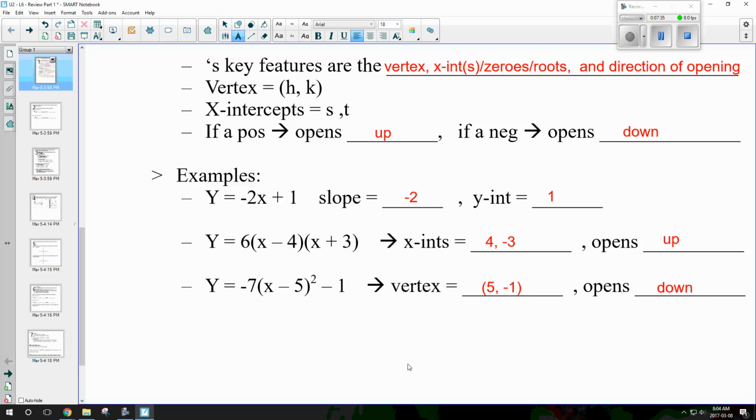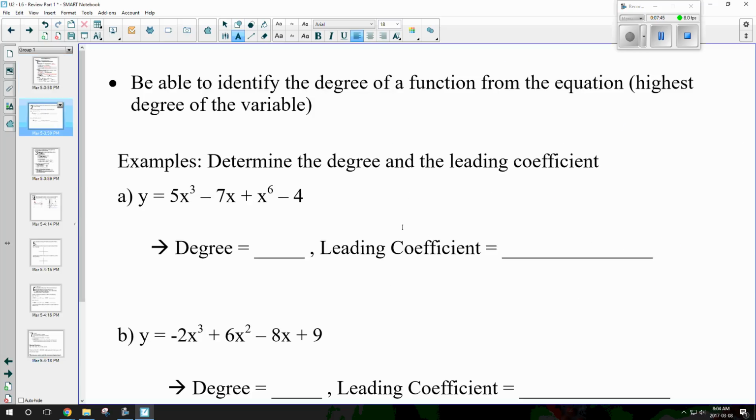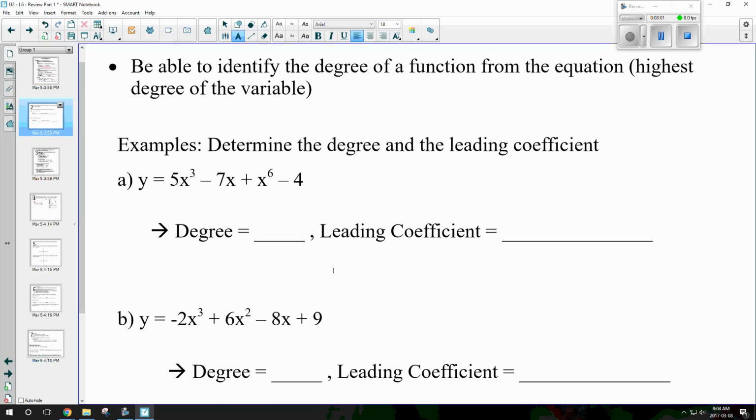So those are the types of questions that you'll be expected to be able to answer on your test tomorrow about linear and quadratic functions. The next thing that you need to be able to do is identify the degree of a function from an equation. Remember, we identify the degree of a function from an equation by looking for the highest degree of the variable. So we look for the variable that has the highest exponent, and then that is our degree of the function.